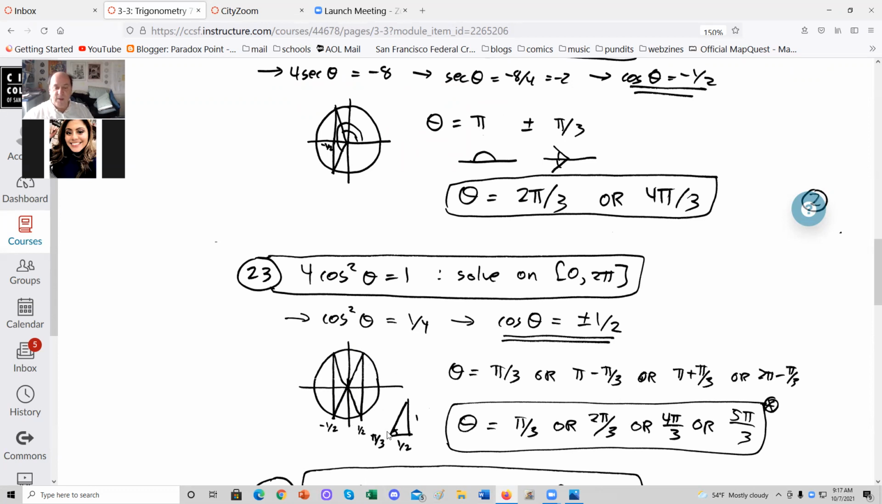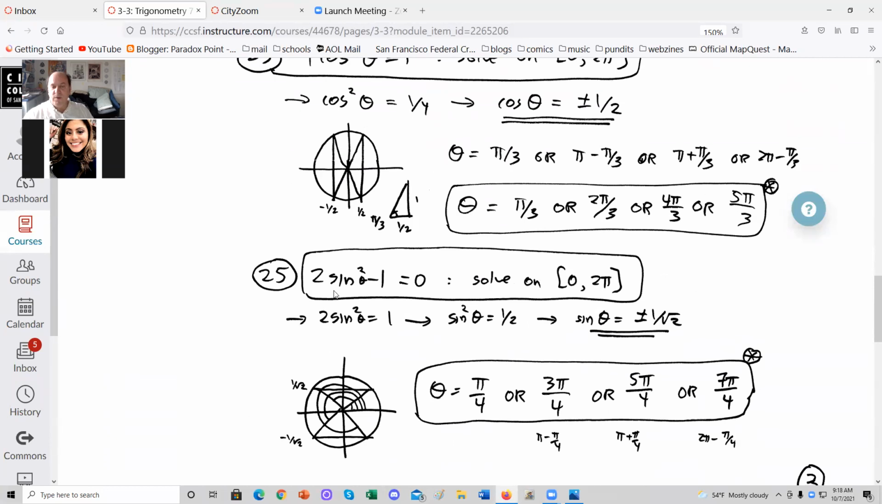And as before, this is a 30, 60, 90 triangle. This is 60 degrees, pi thirds radians here, and this is pi thirds, and this is pi thirds, and this is pi thirds. So you either have pi thirds radians or 180 minus pi thirds, which is 2 pi thirds, or pi plus pi thirds, 4 pi thirds, or 2 pi minus pi thirds, which is 5 pi over 3. 1/3 pi, 2/3 pi, 4/3 pi, and 5/3 pi are the solutions to this.